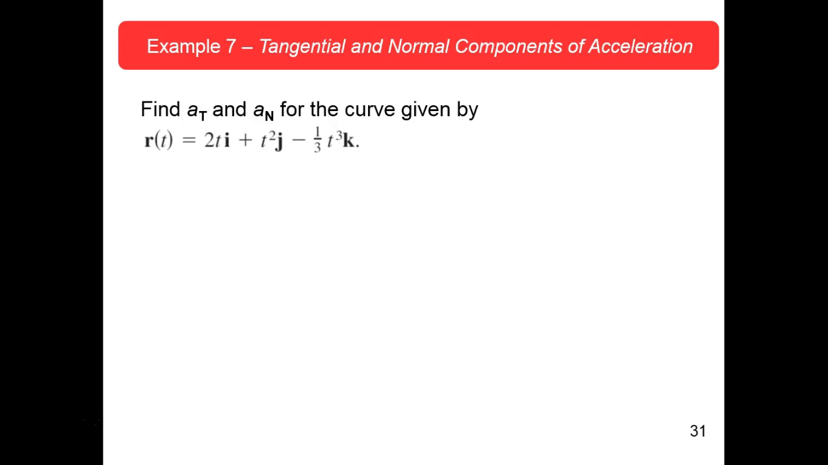Okay, find a(t) and a sub n for the curve given by this. I don't think they want you to do it the way we did it before. Let's do it this way. Where would you begin? Take a derivative. Always a good idea. r prime of t is, we've seen this before, haven't we? 2i, 2tj, k. We've seen that. And since we've seen it, we have already calculated, so let's just go back to that one.